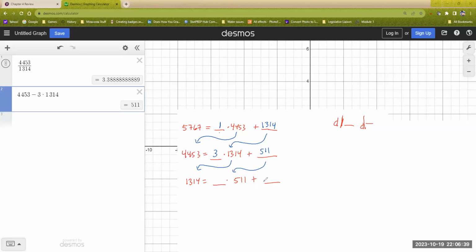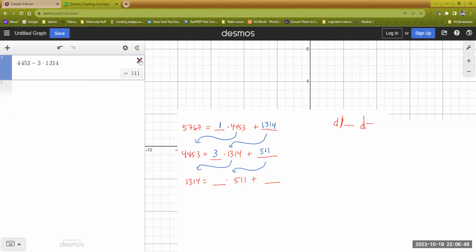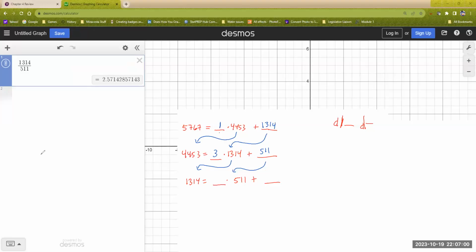Let's see here. 511 times something has to go into 1314. Well, I don't know how many, so I'll just jump over to my calculator one more time. I'll get rid of what I had. And here we go, 1314 divided by 511. Ooh, 2.57 it says. Okay, so what does that mean? That means it's 2 whole groups and then there'll be a remainder.